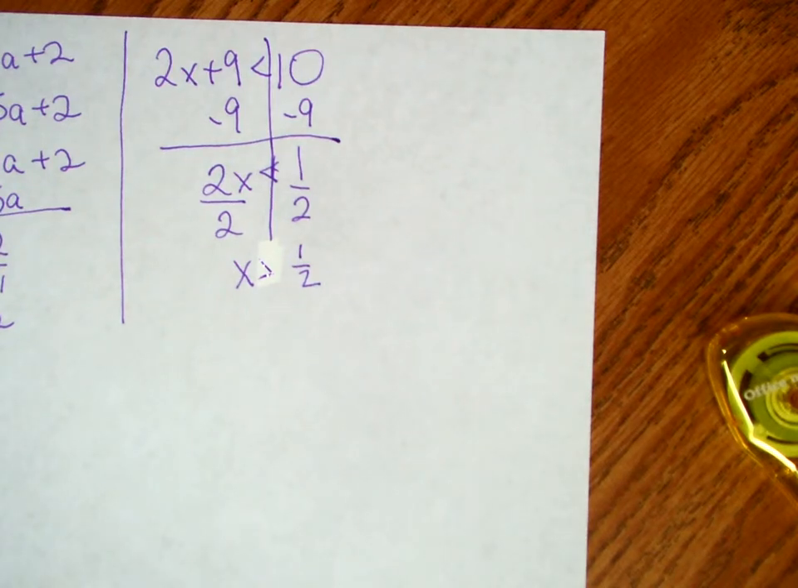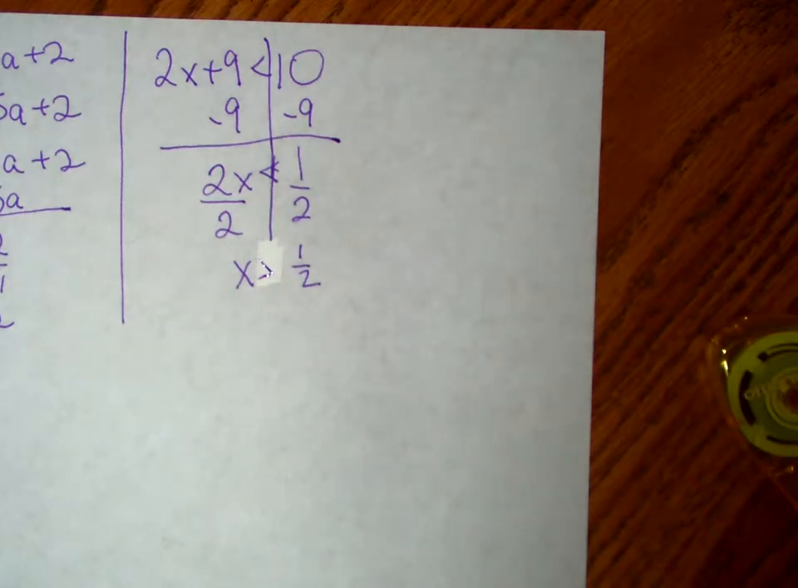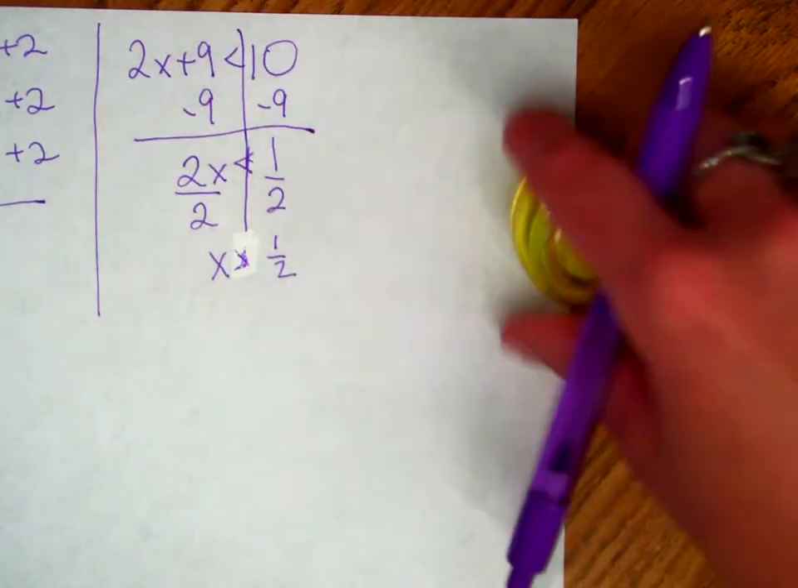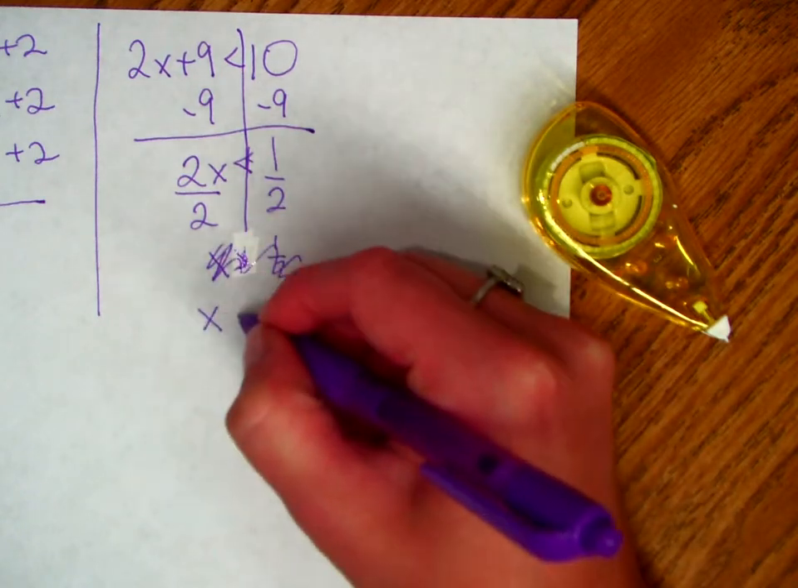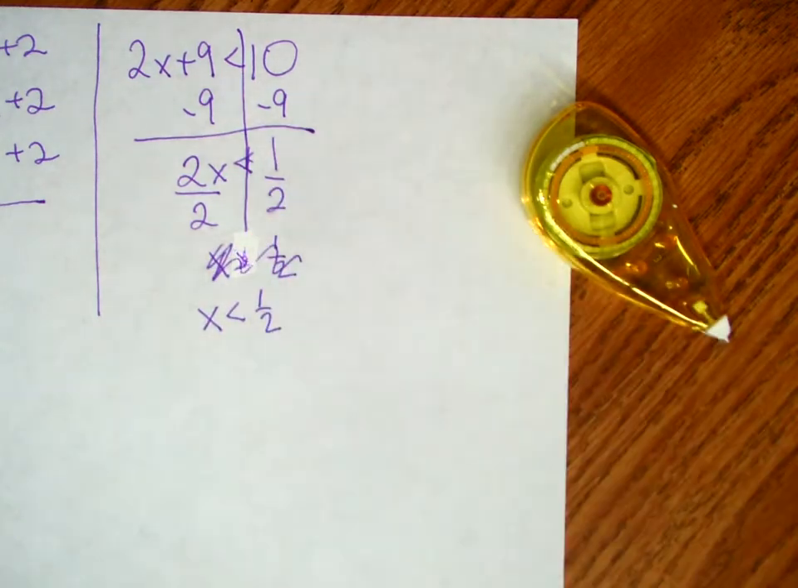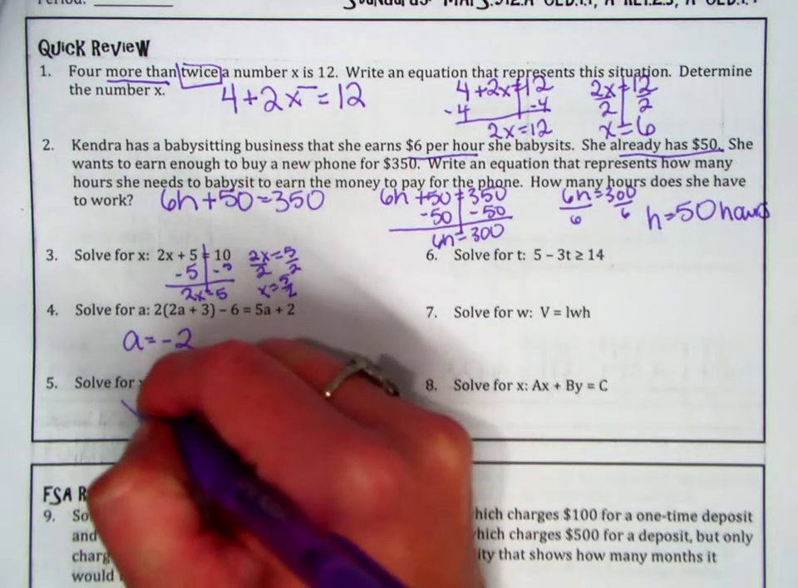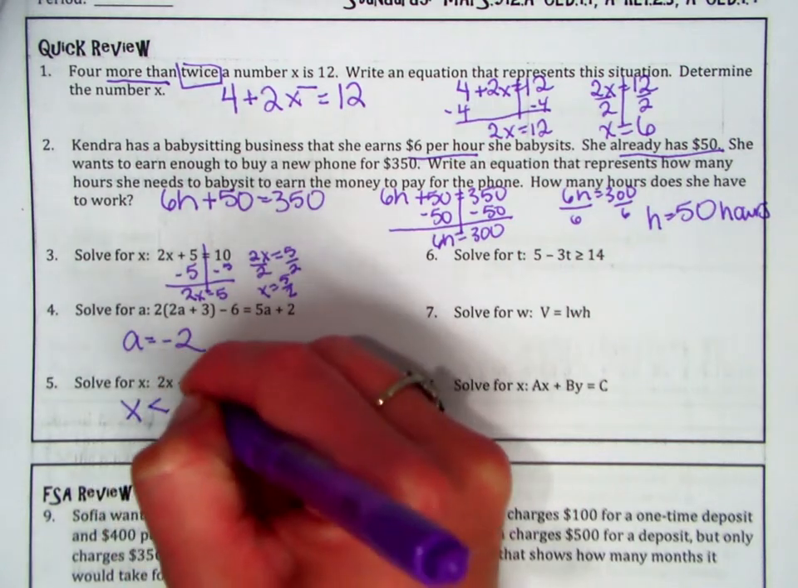So going back over to, and I even wrote greater than. Nope, it should be less than. Nice job, story. So let's cross that out. It should be x is less than 1/2. So I'm going to go back over here to number 5. X is less than 1/2.